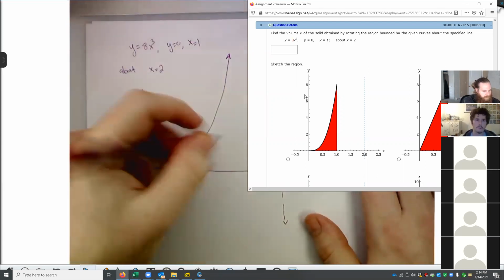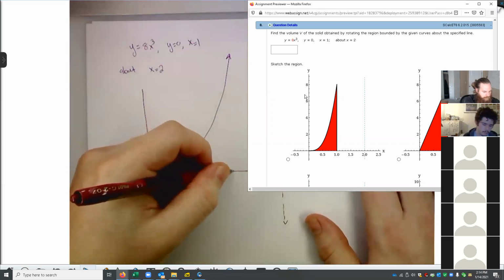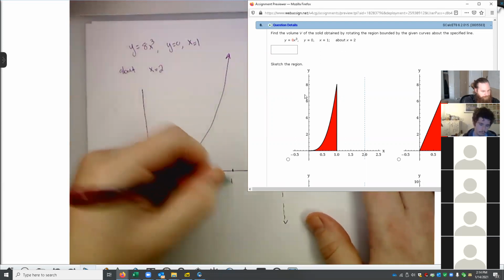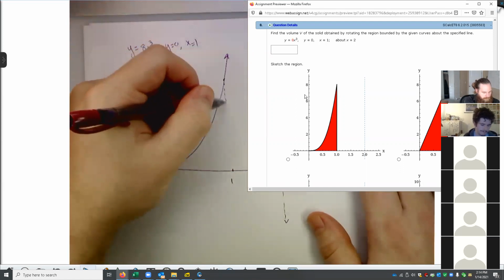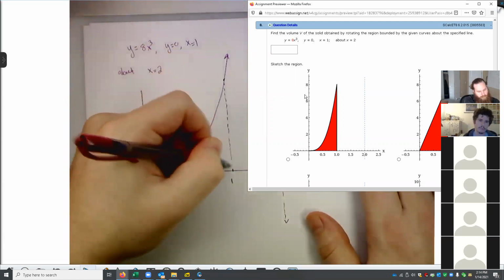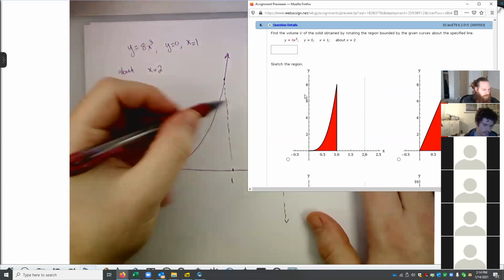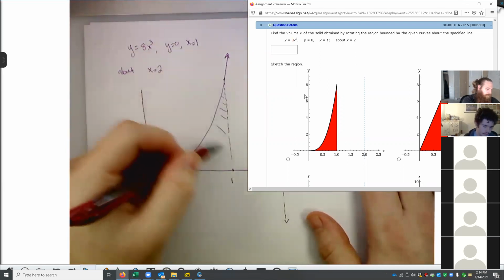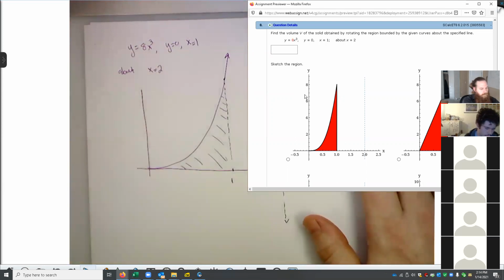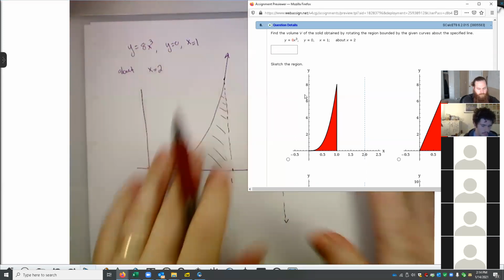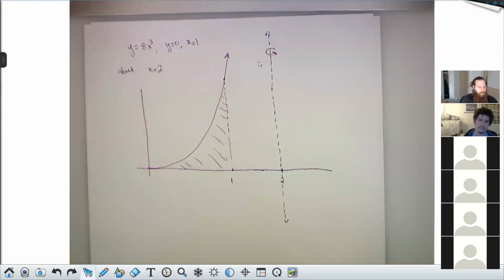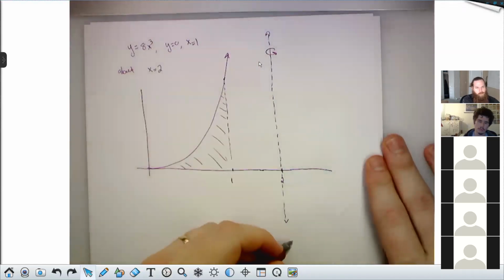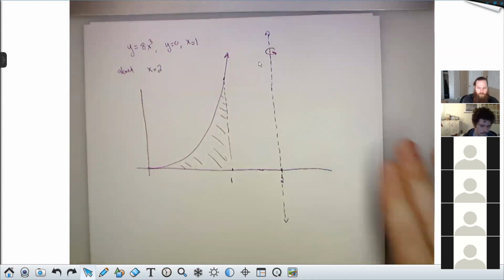Okay, and x equals 1, I'll put right here, why not? Okay, so my region is here. I want to rotate like this. I want to rotate about this line. There's a few things that we need to do here.